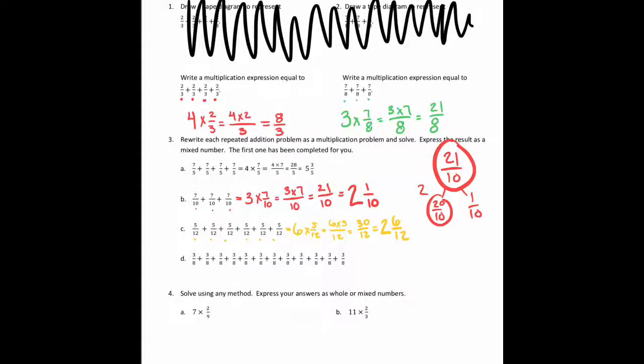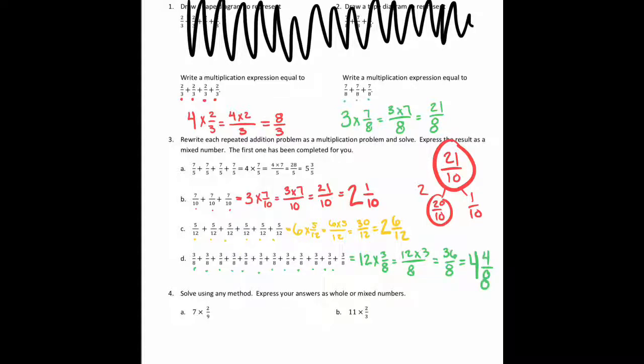Okay, let's try D. 1, 2, 3, 4, 5, 6, 7, 8, 9, 10, 11, 12. So we have 12 groups of 3/8. So 12 times 3/8 is the same as 12 times 3 over 8, which will give you 36/8. And 8 goes into 36 4 full times with 4 left over. So it'll leave me 4 wholes and 4/8.